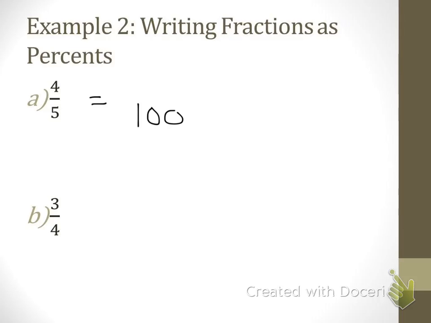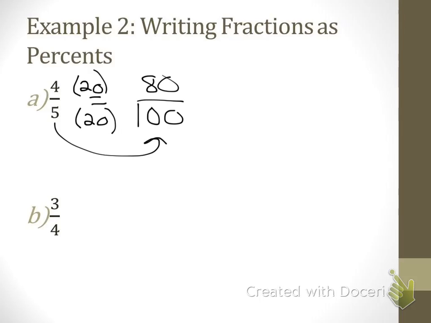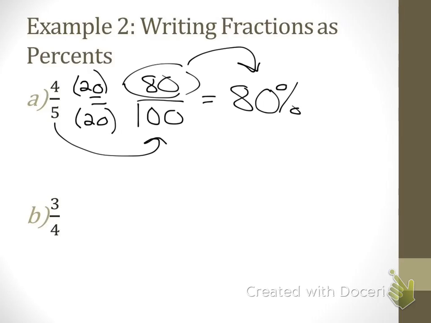So now I need to ask myself, how do I get from 5 to 100? What do I need to multiply 5 by to get me to 100? What do I need to multiply 5 by? Anybody know? Justin? 20. I need to multiply it by 20. Whatever I do to the bottom, I do the exact same thing to the top. And now my percentage is 80%. It's whatever this numerator is, since it's now out of 100, I can make it a percentage, 80%.